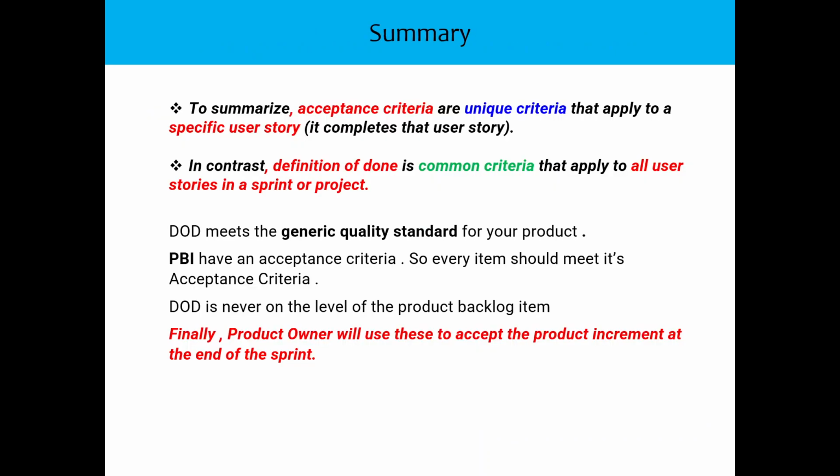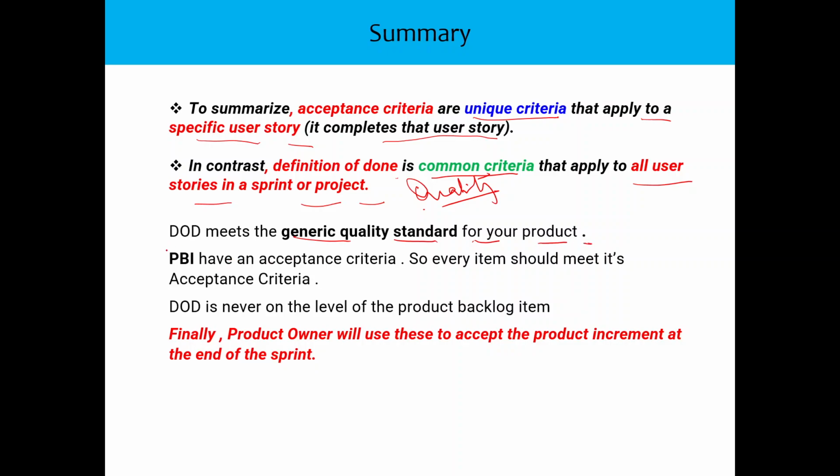To summarize, acceptance criteria are unique criteria that apply to a specific user story. It completes that user story. In contrast, definition of done is a common criteria that applies to all user stories in a sprint or project. So that was your quality aspects which I discussed with you regarding operating environment, documentation, quality. Correct. So definition of done means the generic quality standard for your product.